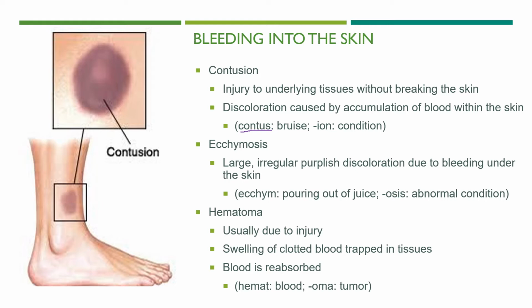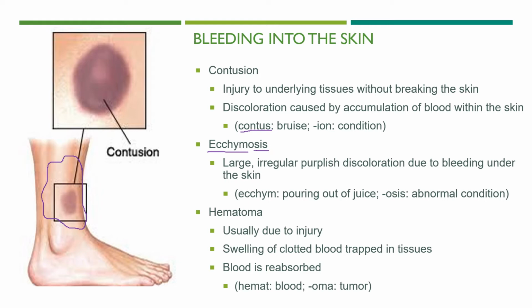The second term, ecchymosis. Ecchem, believe it or not, means pouring out of juice. Okay, osis is a condition of. Ecchymosis is really large, irregular areas of discoloration under the skin. It's flat. So it is flat like a bruise, but if we had ecchymosis here, it would be much larger and kind of irregular shaped. It wouldn't be like that nice round shape.